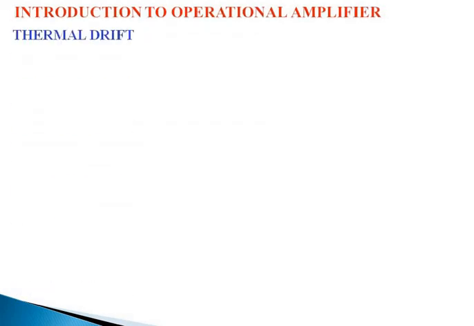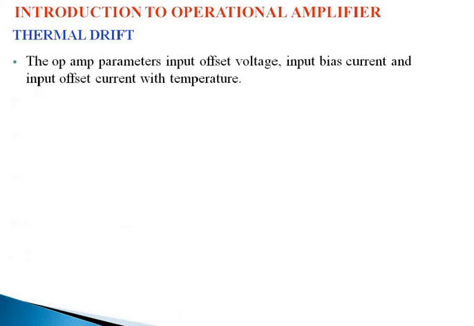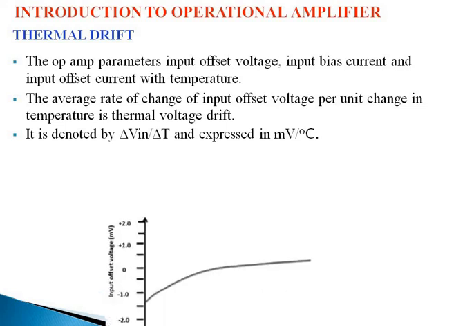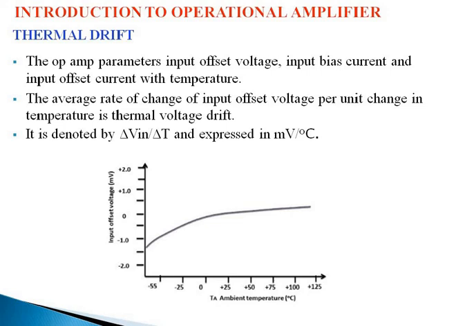Next is the thermal drift. The op-amp parameters input offset voltage, input bias current and input offset current vary with temperature. The average rate of change of input offset voltage per unit change in temperature is thermal voltage drift. It is denoted by change in input offset voltage to change in temperature and is expressed in millivolt per degree Celsius. And here is the graph showing the variation of input offset voltage with respect to temperature.